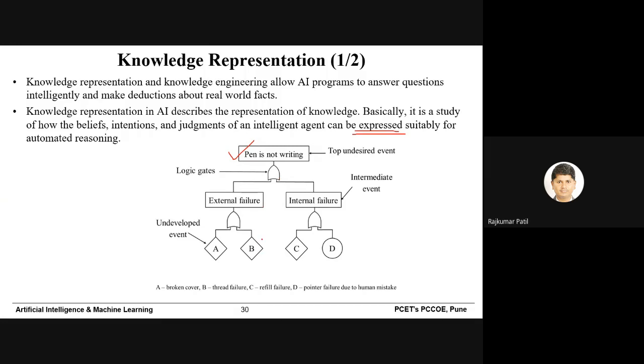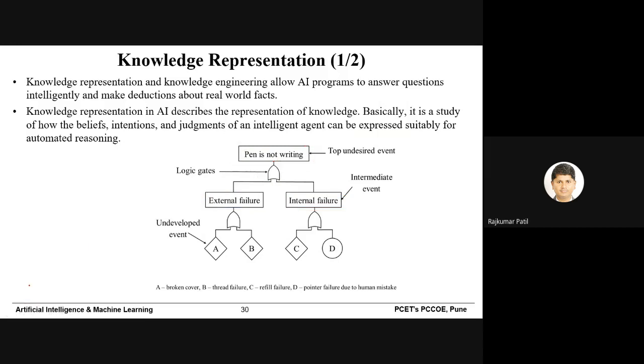So when it is a pictorial form, we think that it is interesting. So we will consider the top event as pen is not writing, and the reason could be external or it could be internal. So if an external reason is there, the pen will fail. If an internal reason is there, the pen will fail. So that's why it is connected by an OR gate.